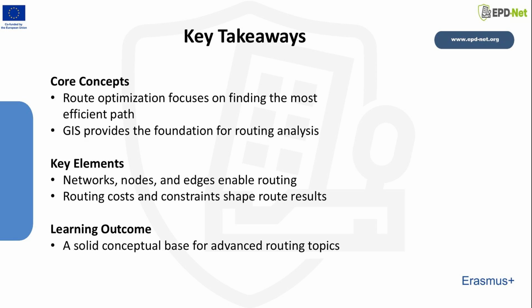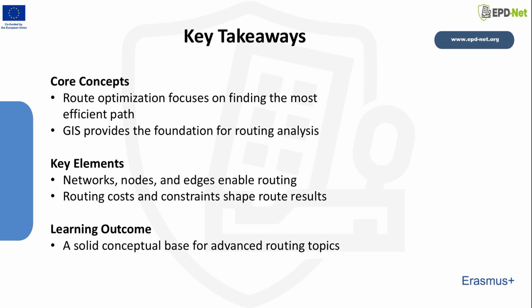In this topic, we covered the fundamental concepts of GIS-based route optimization. Route optimization focuses on identifying the most efficient path between locations by minimizing costs such as time or distance, and GIS provides the essential framework for performing this analysis. We introduced key elements such as networks, nodes, and edges, which form the structural foundation of routing systems. We also discussed routing costs and basic constraints, which directly influence how routes are calculated and evaluated. Together, these concepts establish a strong conceptual base.